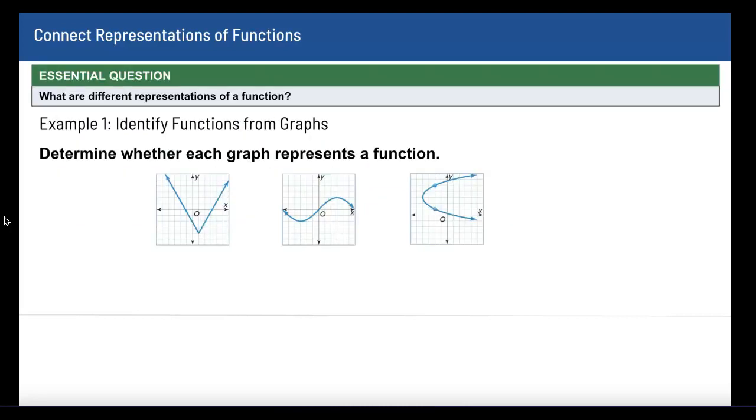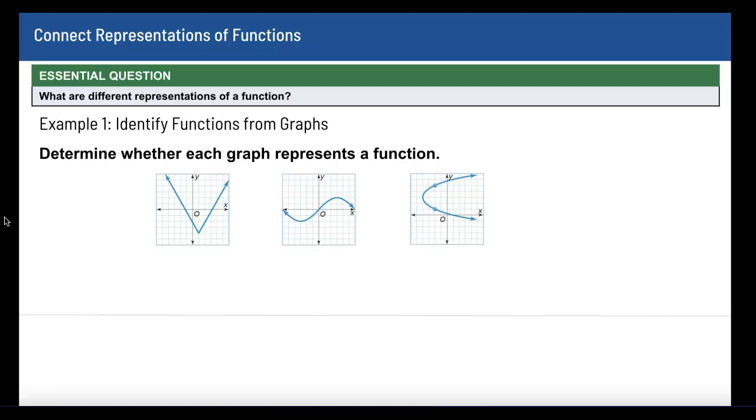Our essential question is, what are different representations of a function? In our first example, we are going to look at identifying functions from a graph. We want to determine whether each graph represents a function. This is actually really easy.